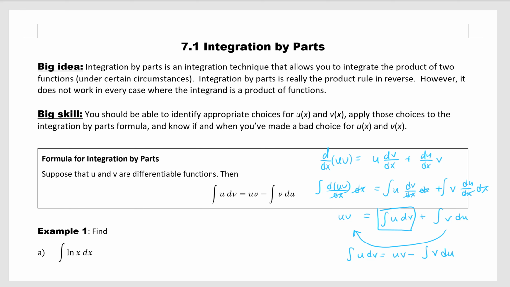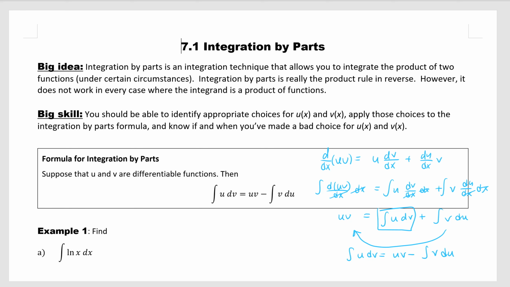So now I hope everybody reads this formula with me. You're gonna need to memorize the formula. It's like memorizing your name, okay? So everybody read with me. Integral of u dv equals uv minus integral of v du.